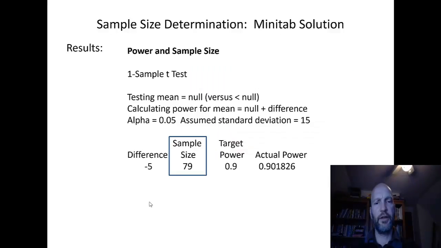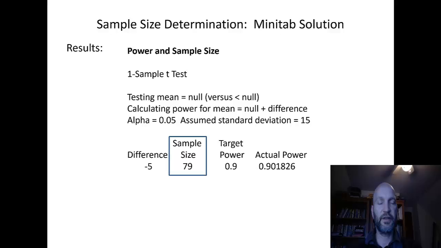Click OK twice, and here's the output that we get. Minitab tells us, first of all, the way that the problem's been set up. We know this is a one sample t-test. We know we're testing a null hypothesis versus an alternative that is a left tail, and we know that alpha is 5%, assume standard deviation is 15, and then the difference in the hypothesized mean under the null hypothesis and the actual mean is -5, and that tells us that our sample size needs to be 79 in order to make sure that we have a power of 90%.